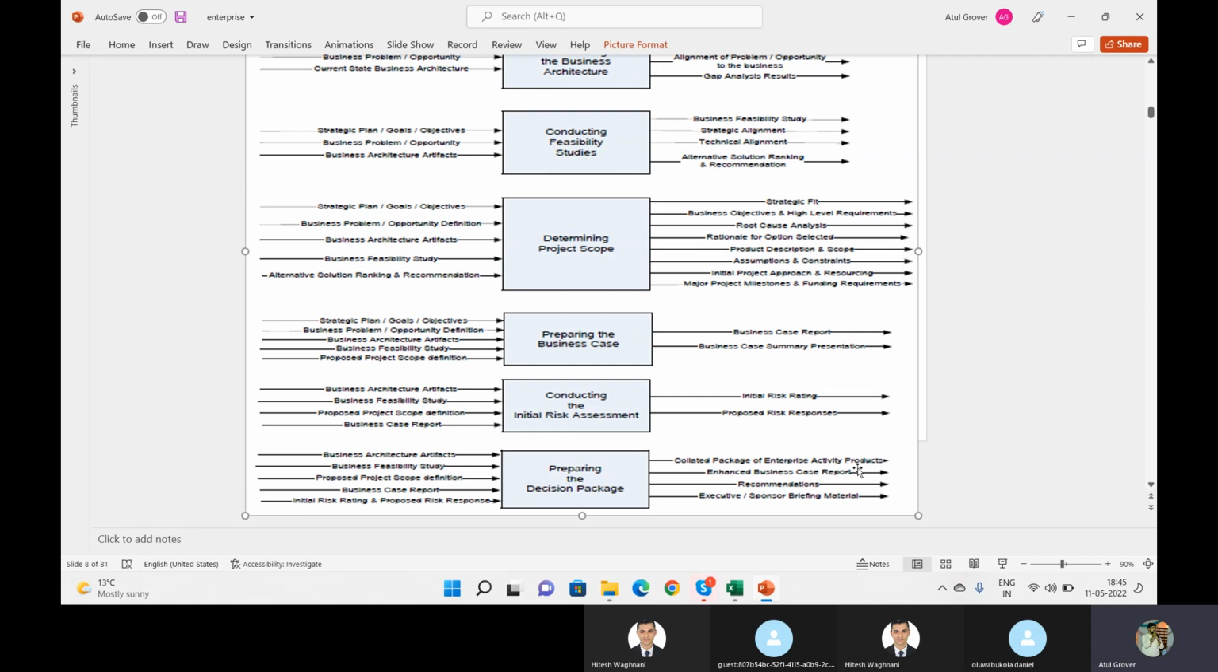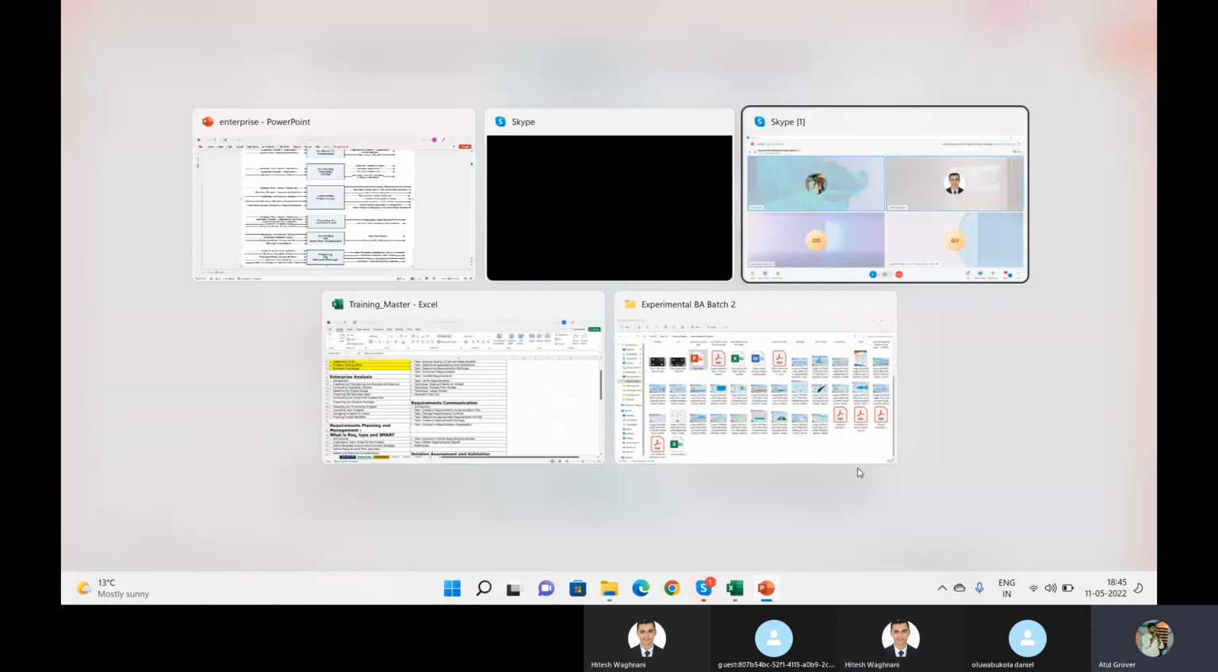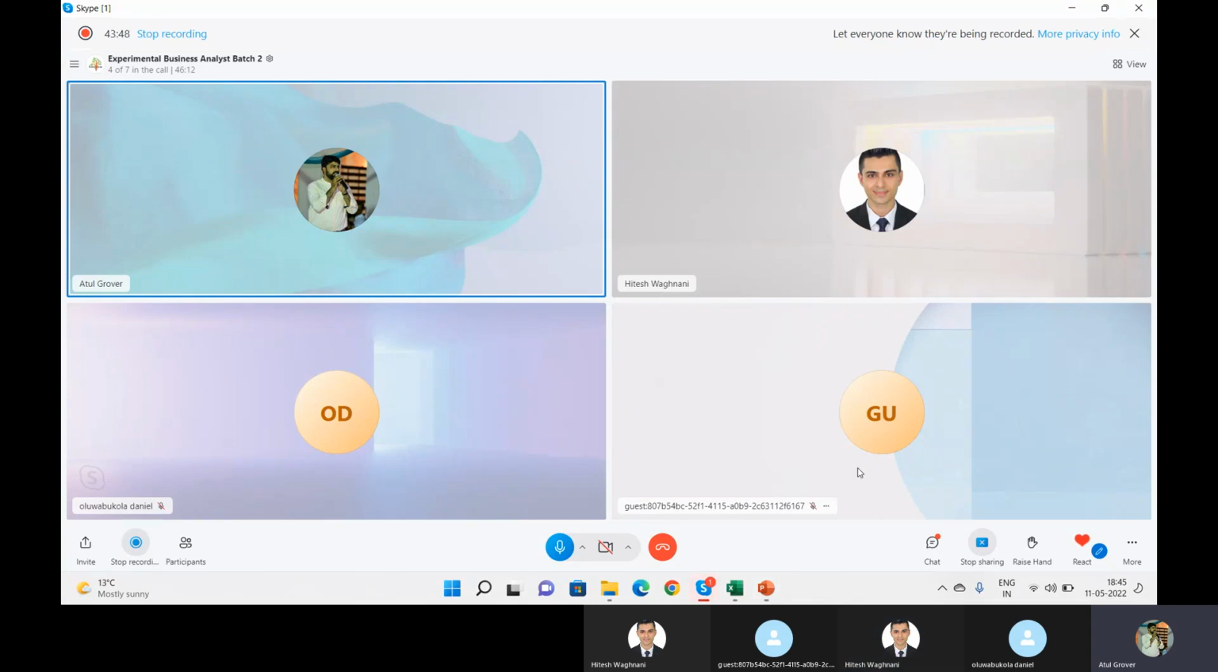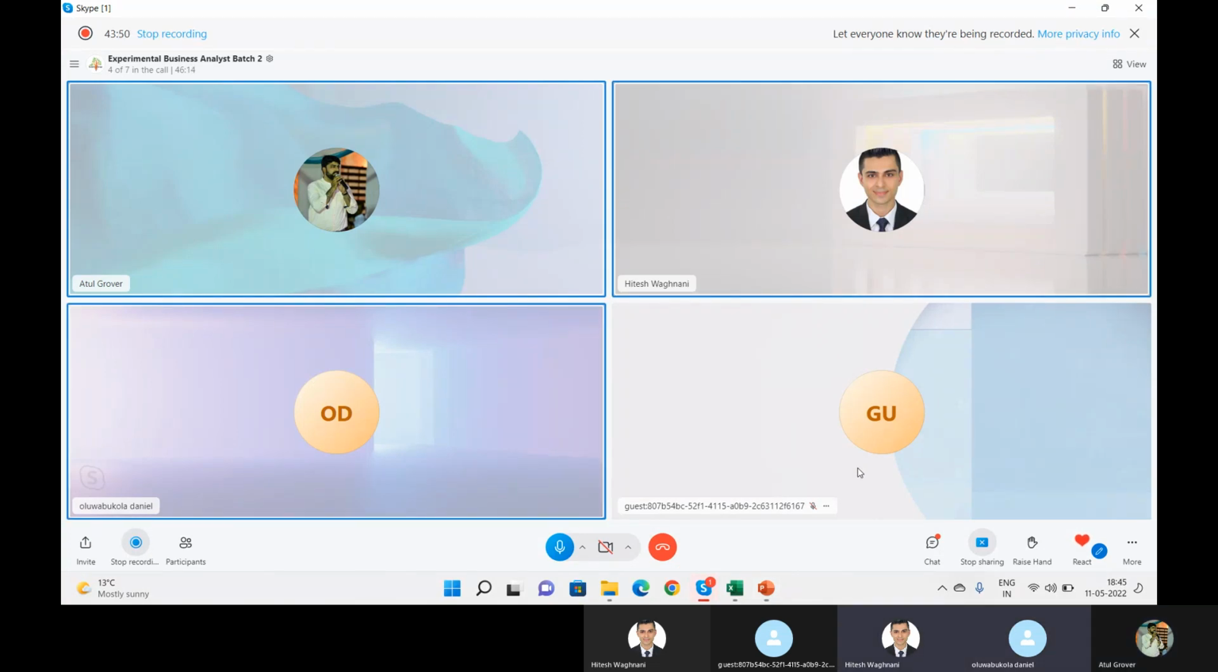Any doubt, any question till this point? Anyone? Bikola, Hitesh, or Fahmi? Interesting, right? Interesting. Yeah, it's interesting. Yes, it is. Digesting it.